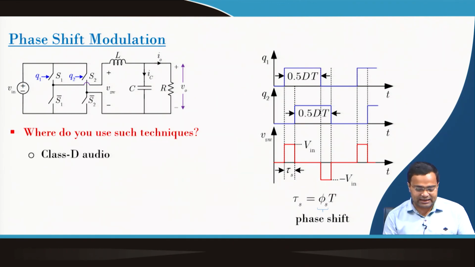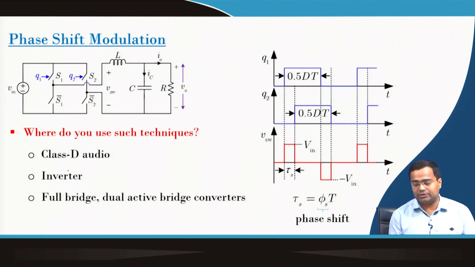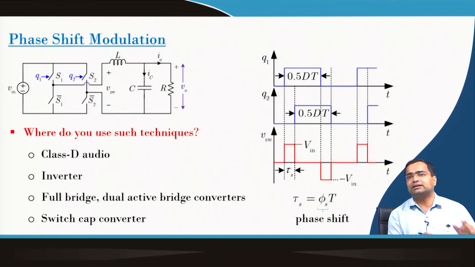So, this is typically used. Where do you use this technique? We use it in class D audio amplifiers, inverter circuits, full bridge and dual active bridge converters. In fact, if you generate a positive phase shift, then the power will flow from left to right for the dual active bridge. If you generate a negative phase shift, power will flow from the right side to the left side, and that is used for bidirectional power conversion. In fact, this phase shift modulation is also used for switched capacitor converters, which we discussed in the very beginning, lecture 2. So, these modulation techniques are also used for such switch mode power converters.